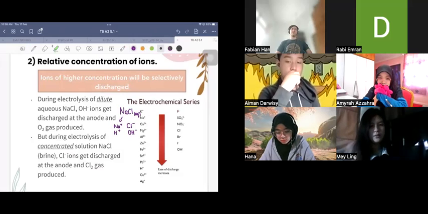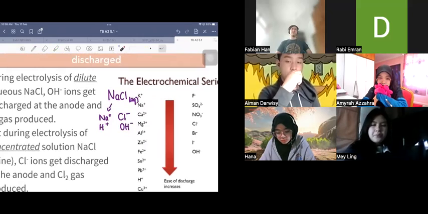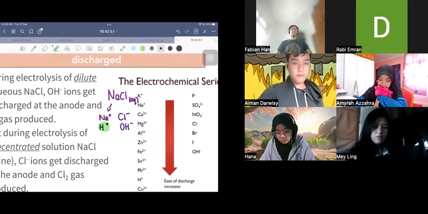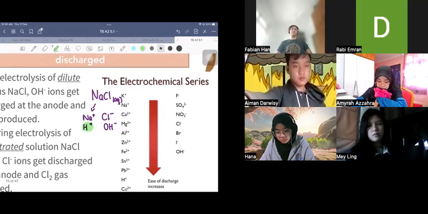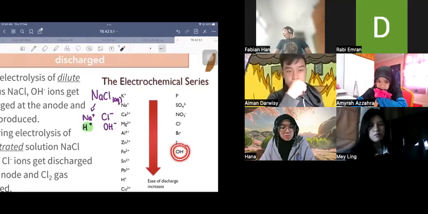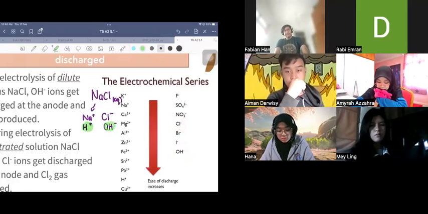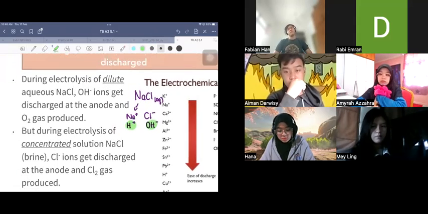So we have to choose. First, we look at the cations between sodium and hydrogen ions. Hydrogen will be discharged, depending on its ease to be discharged. For your anion, if you look here, hydroxide will be easily discharged compared to chloride. So that means hydroxide ion will be chosen. That's why you will observe oxygen gas being produced at the anode.